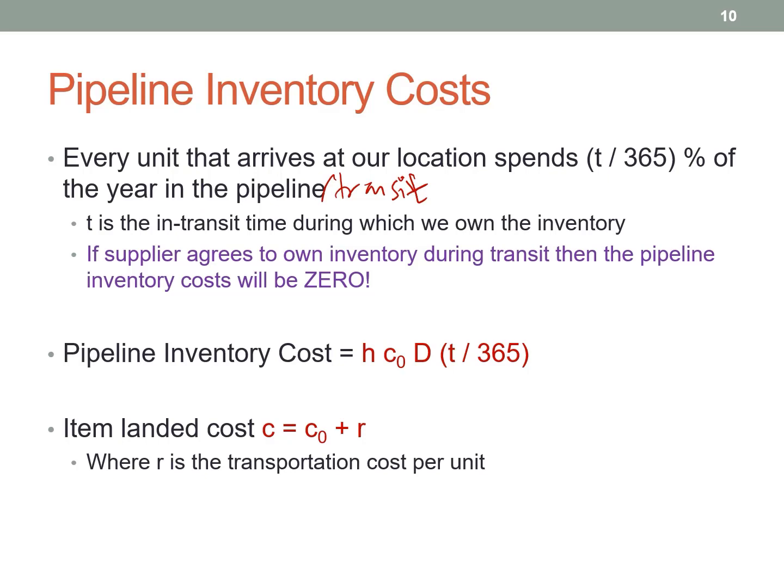However, sometimes the terms of trade or the sales agreement with the supplier is such that the supplier owns the goods in transit. For those products for which the supplier owns the goods during transit, we only become the owner, and hence take the risk of damage or liability, when we receive them in the factory. That's when we become the owner. Before that, we are not the owner of those goods. Then the pipeline inventory cost will be zero, because if you don't own something, it's not going to be on your accounting books, and so you don't incur the pipeline inventory cost.